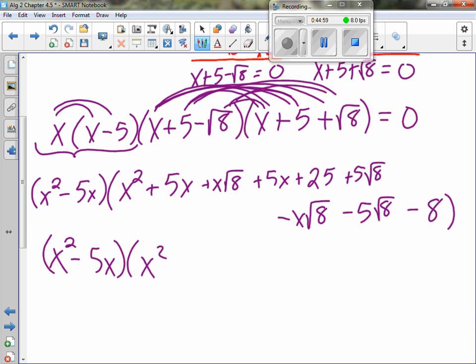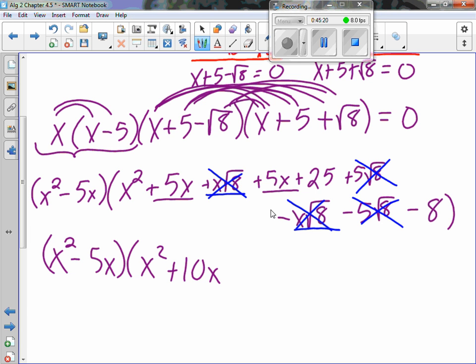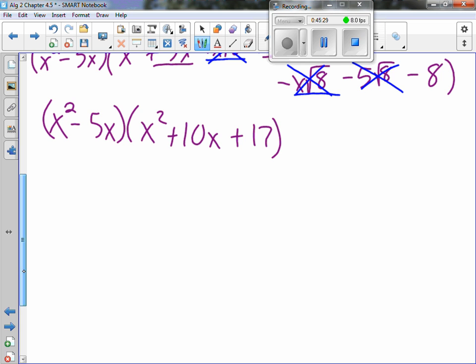So we just have x squared, because there's no other like terms with x squared. Now we would have 5x and 5x as like terms, so those would add together to give us 10x. Now, if we look at x square root of 8, and we have negative x square root of 8, these two here would cancel, as well as negative 5 square root of 8 and 5 square root of 8. Those would cancel, leaving us with our 25 and negative 8. Well, those two would combine to give us positive 17. And then we're going to multiply through.